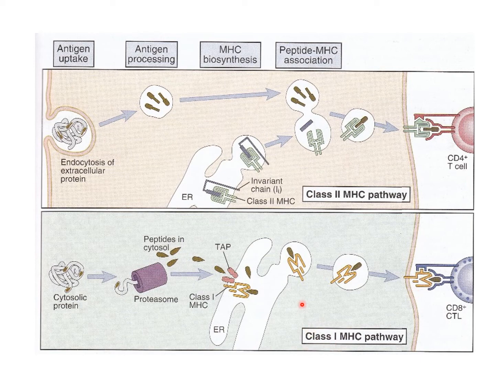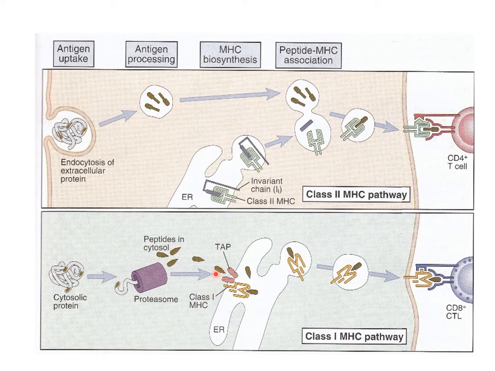MHC class 1 is present in all nucleated cells. So this is a normal cell infected with a virus. The difference here is the lysis occurs by proteasome. Here the lysis occurs by degrading enzymes.